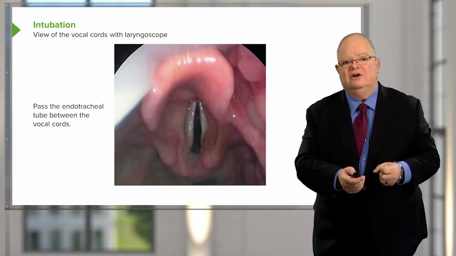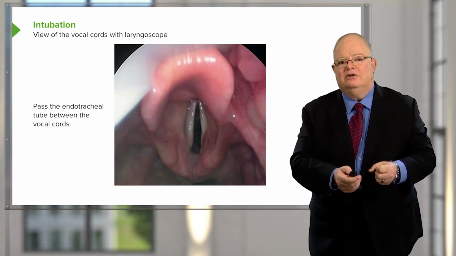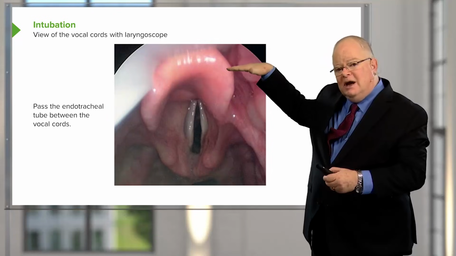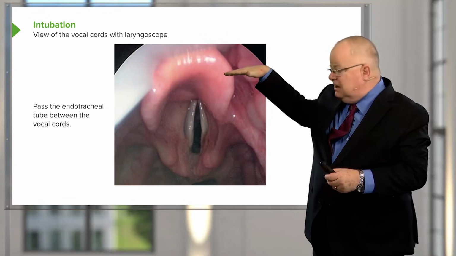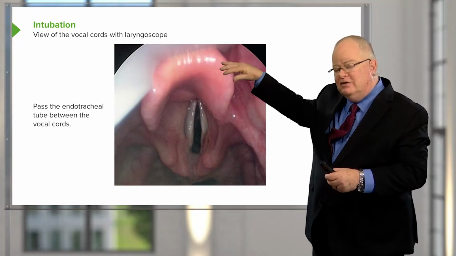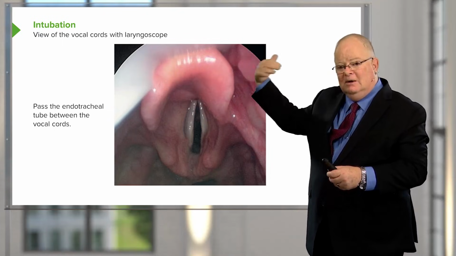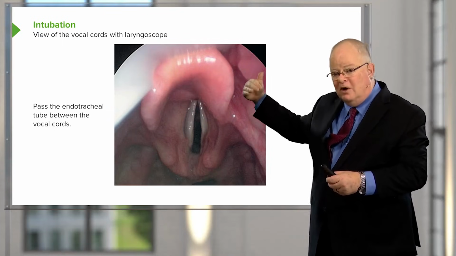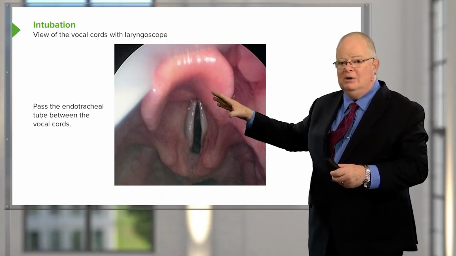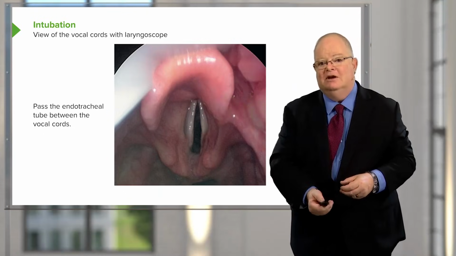This is what you should see. The endotracheal tube is at the top. You can just kind of see that shiny device above the epiglottis. The epiglottis is that organ sticking out towards you, and it's all lifted up, and you're looking right down at the cords. Easy to intubate that.